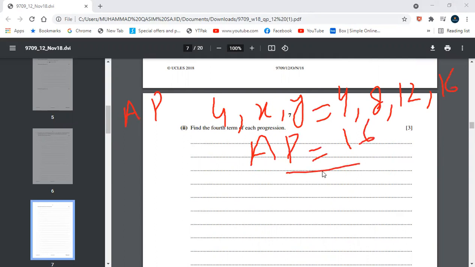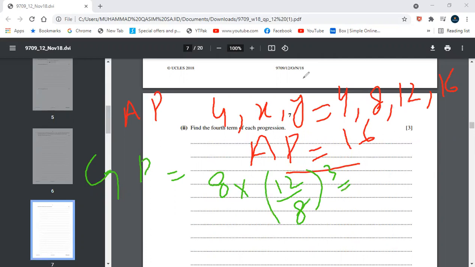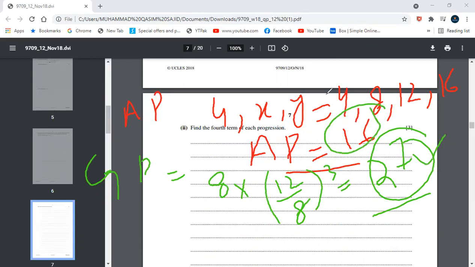Now we have to find it for each progression. So for geometric progression, it must be 8 multiplied by, now the 8 is the value of x, upon 12 into 8 whole cube. So this value equals to I think 27. So these are the two values. This is the fourth term of arithmetic progression, and this is the fourth term of geometric progression.